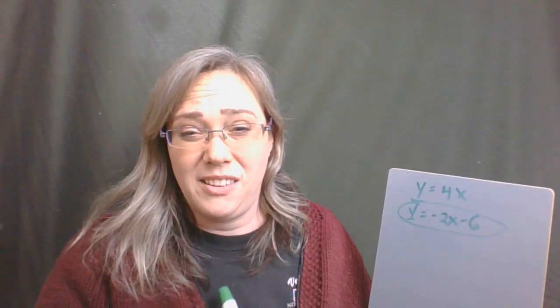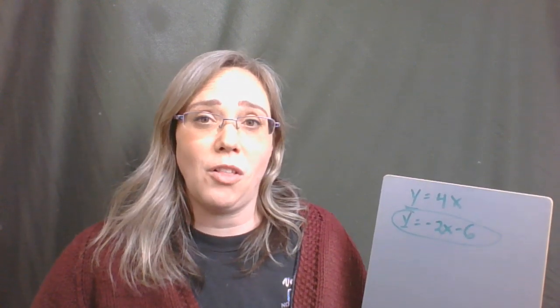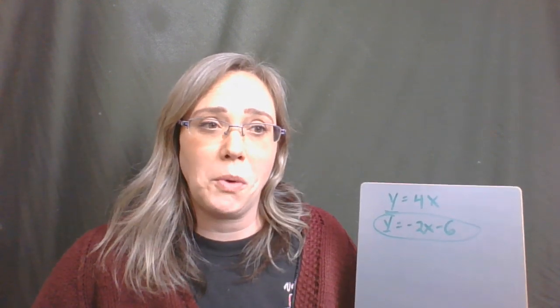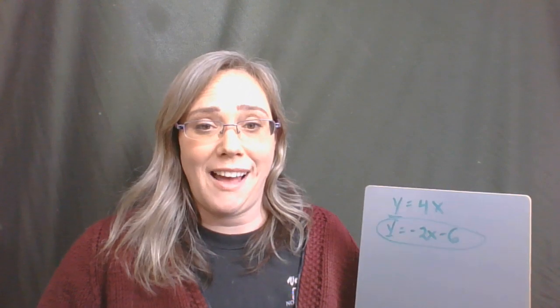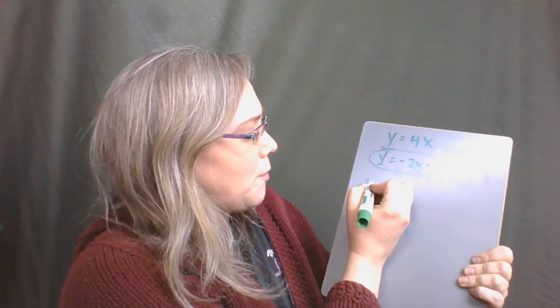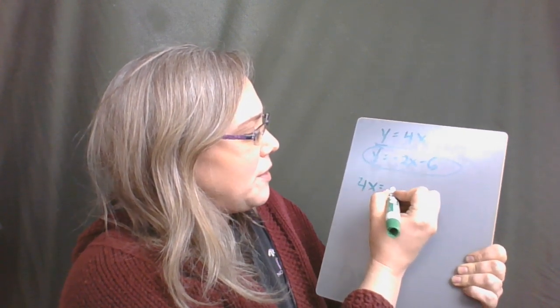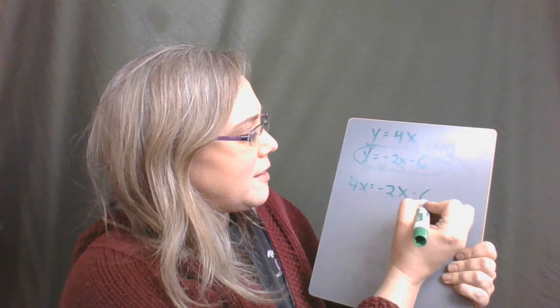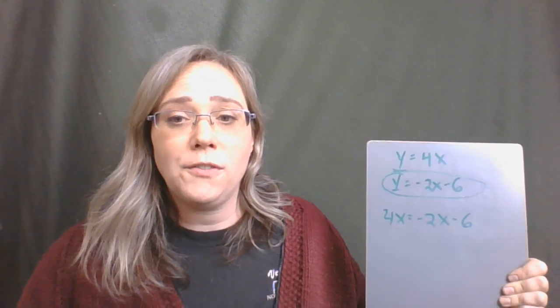Now we could just graph these two lines, but graphing sometimes takes a lot of time and it's not always as precise as we want. And besides, this is algebra class. We want to learn how to solve it algebraically. So wherever I see y, I'm going to write the 4x equals negative 2x minus 6. And now I'm just going to solve for x.